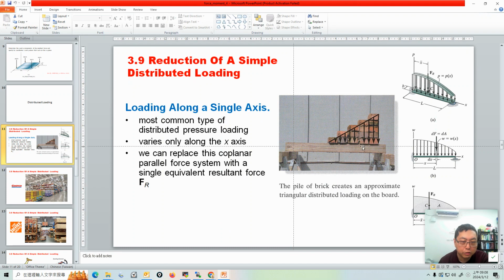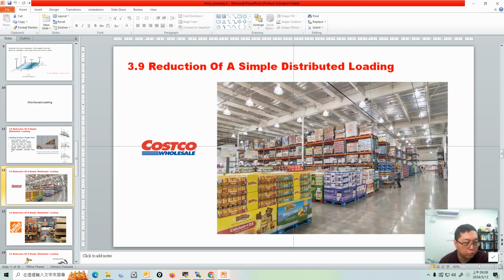Actually this happens a lot in malls, especially when you go to Costco, because there is a bin over there. You have a lot of stuff placed on this beam, and you will see the stuff on this beam is not uniform, because some is high, some is low. So the load on this beam is not uniform. It has some distribution. So this is called distributed loading.